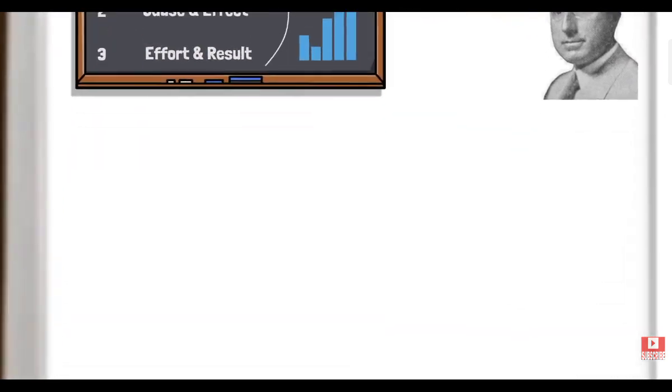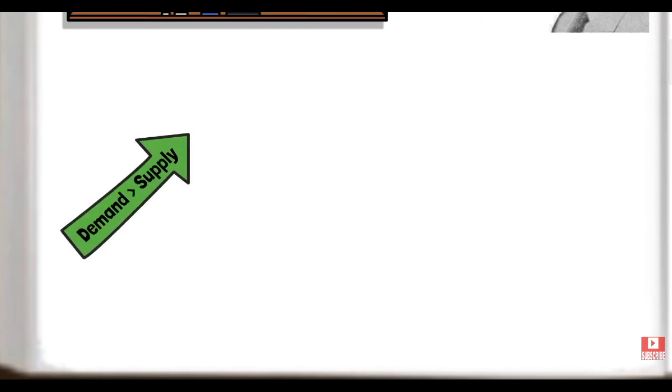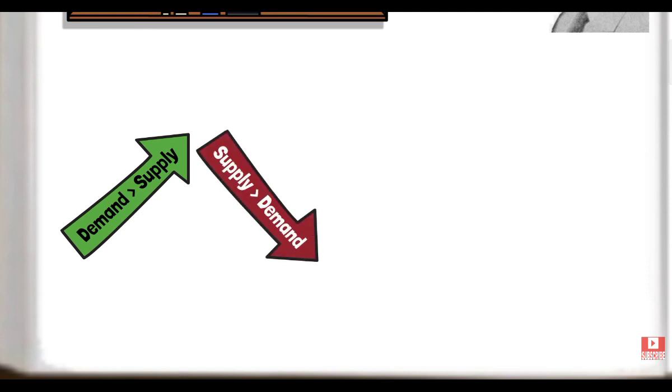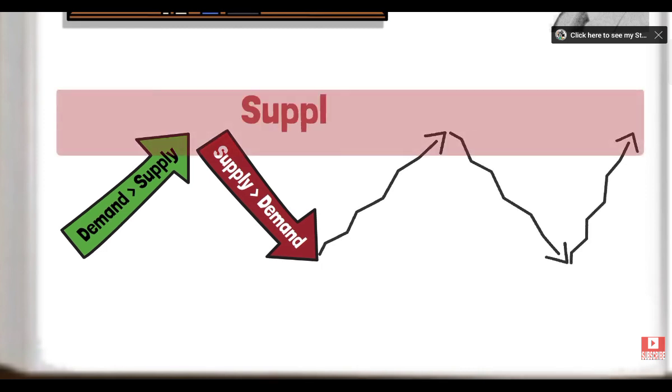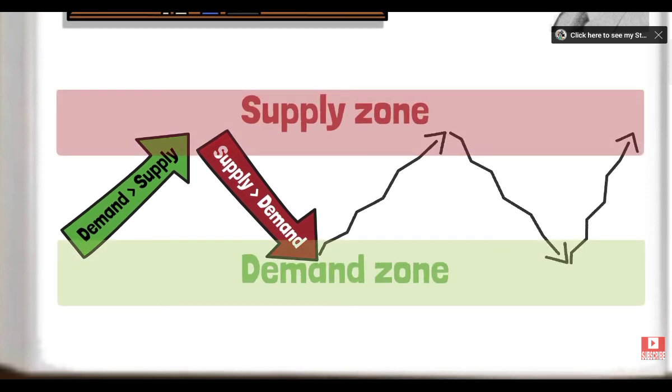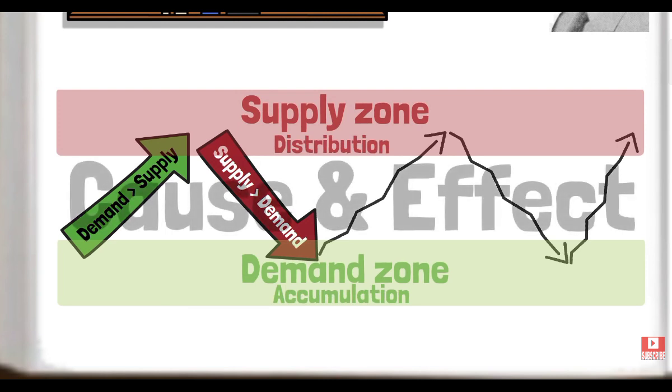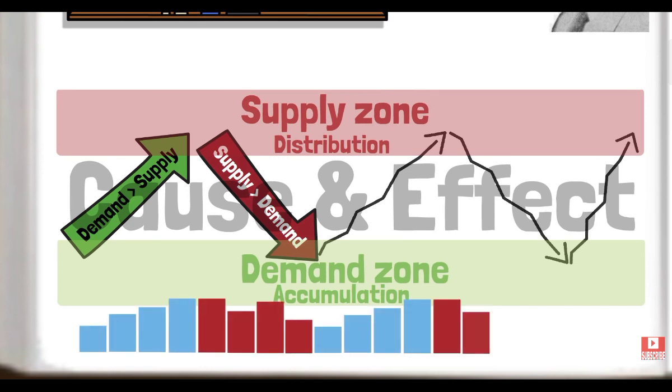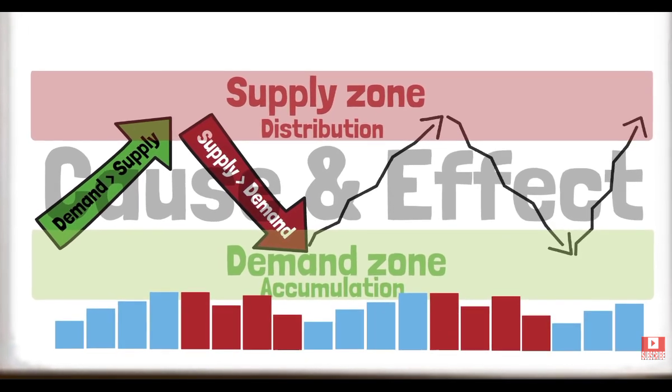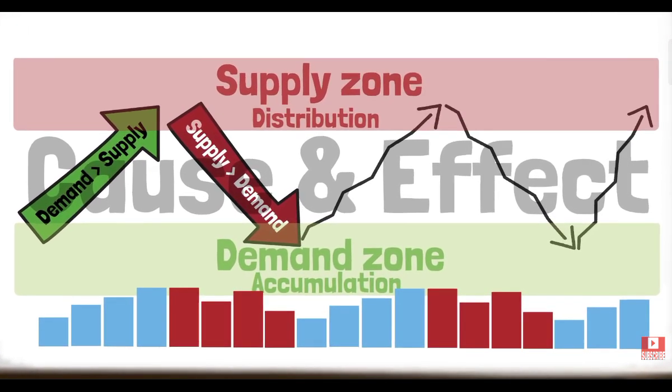If we take supply and demand, when demand is greater than supply, prices will rise to meet this demand, and conversely, when supply is greater than demand, prices fall. Such price action often forms a supply zone and a demand zone. Such zones often signal areas of distribution or accumulation. The law of cause and effect sits behind this supply and demand action. In other words, the volume is the cause and the price action is the effect. If the cause is small, the effect will be small, and if the cause is large, the effect is large.